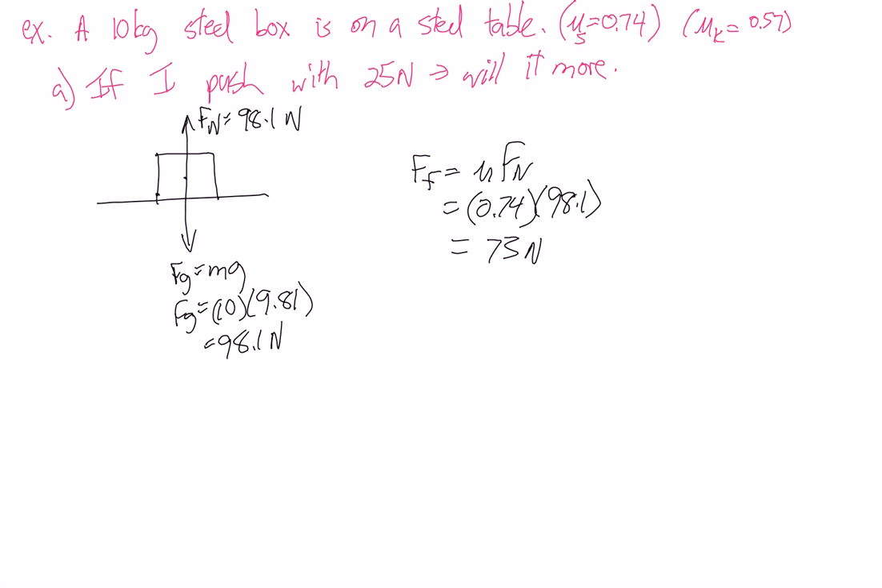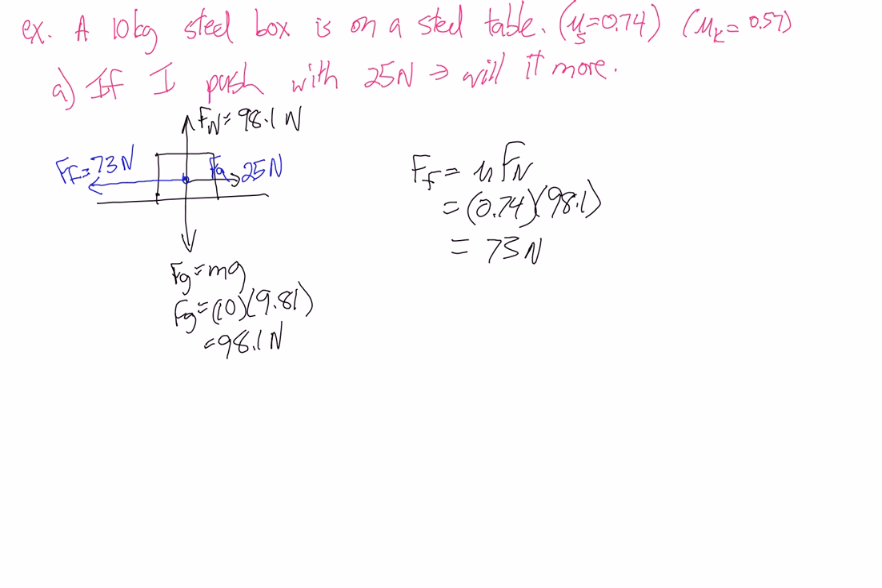So that means we're going to be pushing on this box. So let's show our 25 newtons of applied force. So we have a force applied of 25 newtons, and in this case our friction then is going to counteract that, so that's going to be 73 newtons. So the first part of the question is, if we push with 25, will it move? No. It's going to take at least 73 newtons to get this thing to move.